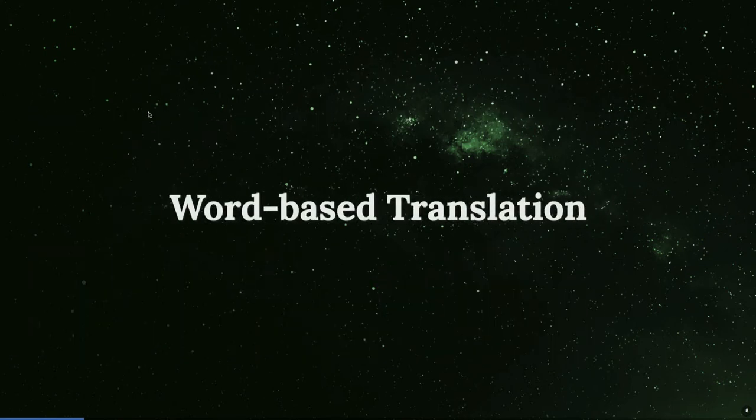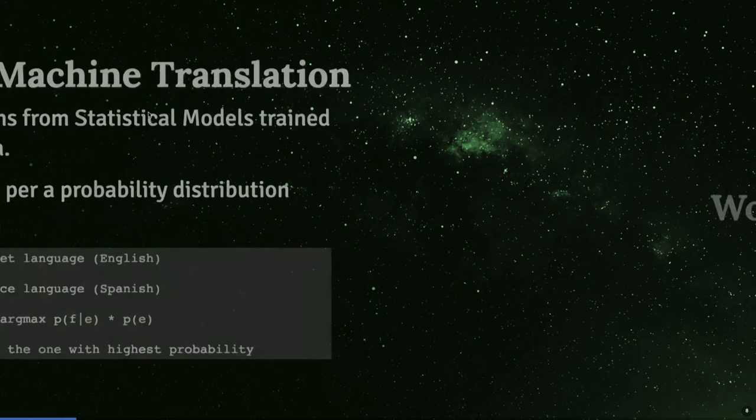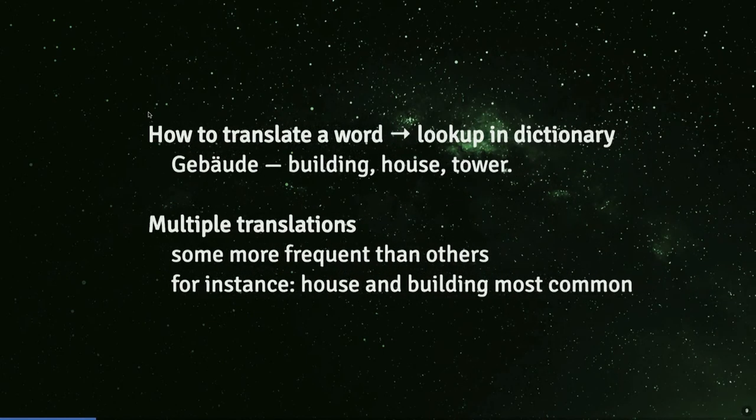So in the earlier approaches to statistical machine translation, there was word-based translation. This is where I tried to speak some German, and the last time I did this, it didn't go well in Berlin. So let's say you're trying to translate a German word called Gebäude. If you look it up in the dictionary, it could mean a tower or a house or a building. So it translates to multiple words in English.